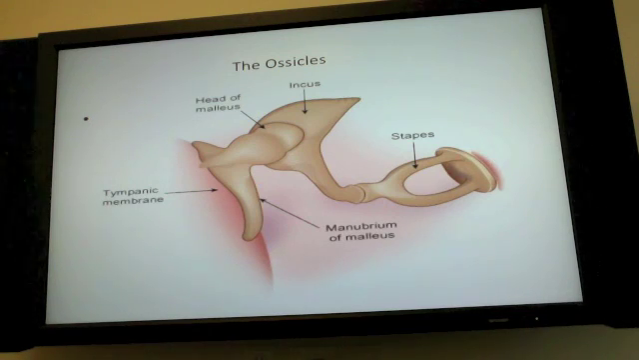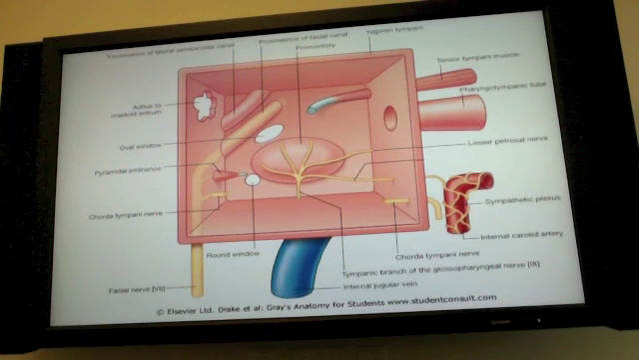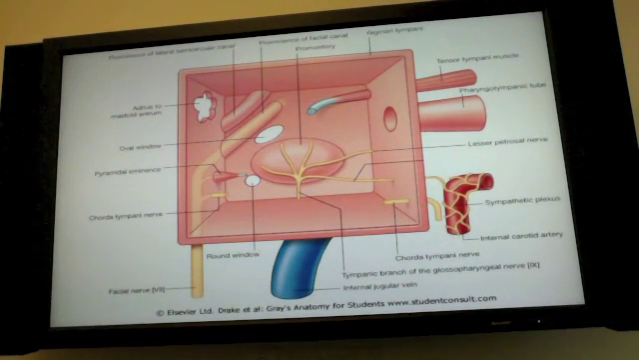The 3 ossicles move in response to vibration of the tympanic membrane. The footplate of the stapes moves in and out of the oval window, transferring movement onto the fluid-filled inner ear. In order to simplify our discussion of the middle ear, we can think of the middle ear as a 6-sided cube. Each wall has several very important landmarks.